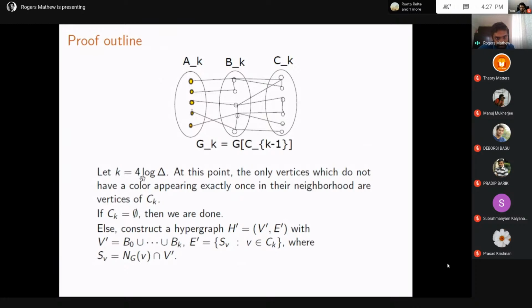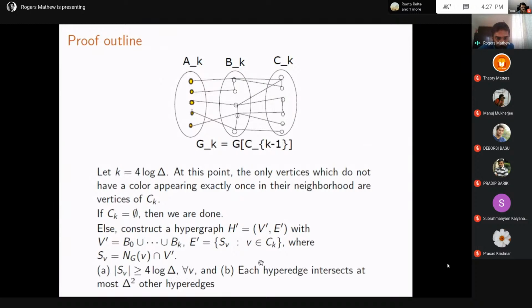Now, since K is log delta, 4 log delta, and every vertex has at least one neighbor in BK, at least one neighbor in BK minus 1 and BK minus 2 and so on. So these hyperedges are going to be of size at least 4 log delta. Right, SV is my hyperedge corresponding to a vertex V in CK. Because every vertex has at least one neighbor in BK, at least one neighbor in BK minus 1. So every hyperedge is of size at least some constant times log delta.